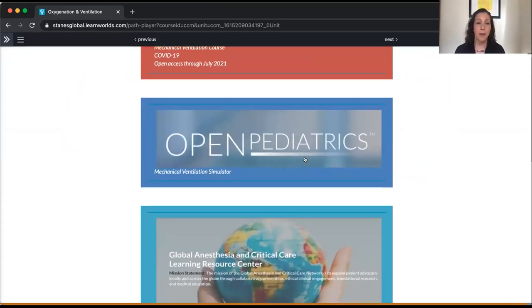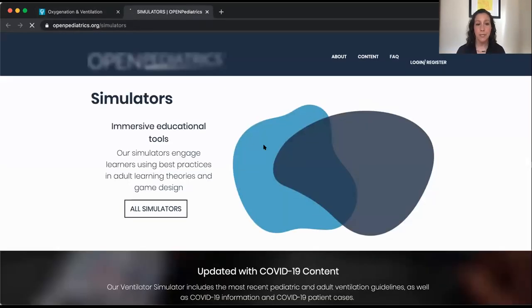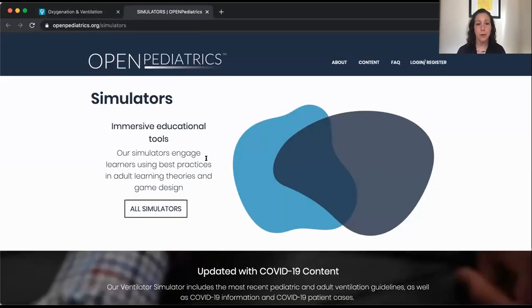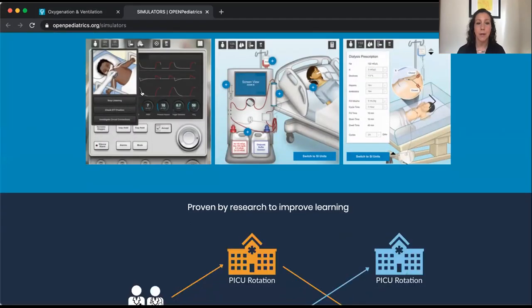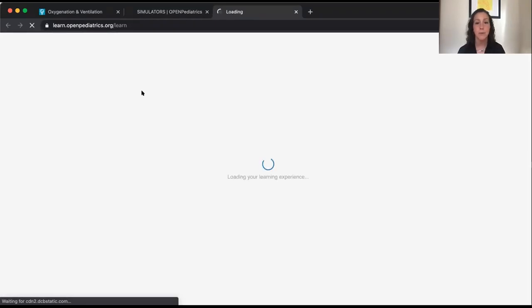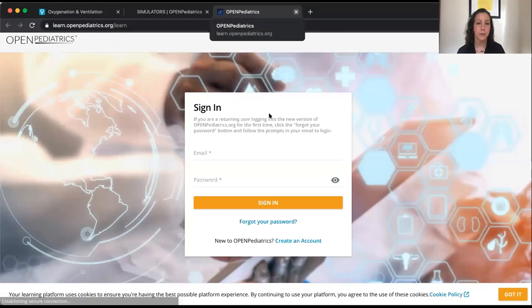If you learn best by simulation, you can go to Open Pediatrics. Open Pediatrics has this really great simulator for mechanical ventilators. So you can look at this vent simulator, change the parameters and see what happens. So you can play with the ventilator without playing with the patient. So that's really good too. Looks like it takes a second to load as well. Okay, so that's Open Pediatrics.